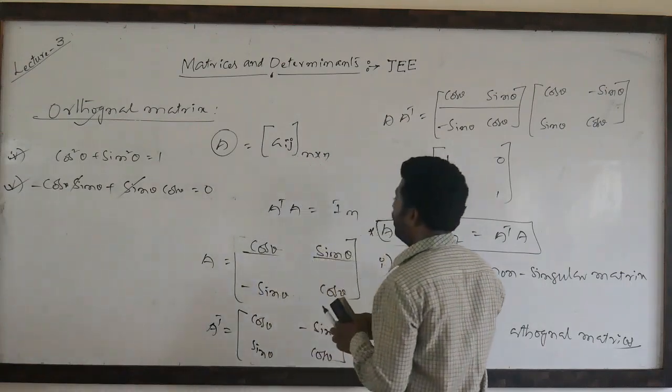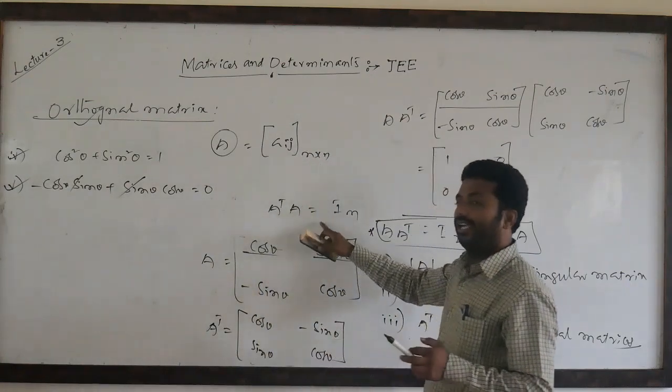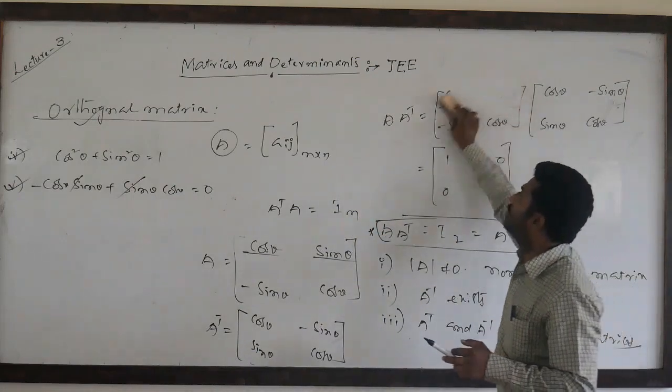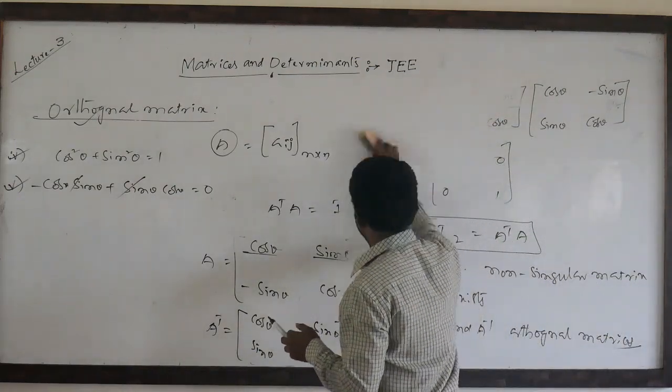So orthogonal matrix means A transpose A equal to identity. That is the orthogonal matrix.